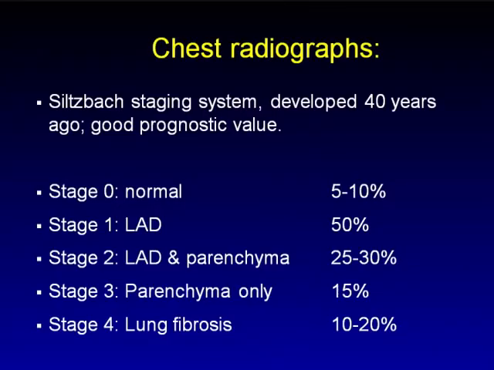So chest radiographs, oftentimes there's the Siltzbach staging system, which was developed 40 years ago and is oftentimes still in use. It generally conveys a good prognostic value. This should be something that most of us are still familiar with. Ranges from stage 0, which is a normal X-ray, to stage 4, which designates fibrotic lung disease. 50% of patients have adenopathy, so that's stage 1 disease. Additional disease basically indicates parenchymal involvement.